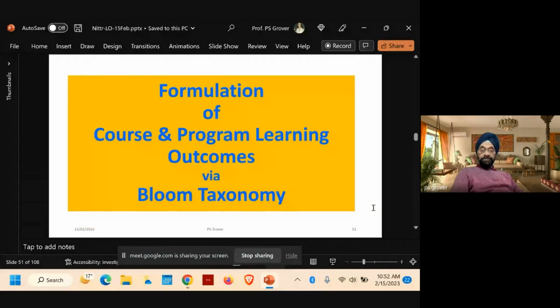Now, the formulation of course and program learning outcomes. We have seen how Bloom's taxonomy provides us the guidelines and the norms to design and formulate what the student will be learning. That's outcomes, which I mentioned early in the beginning. What should be the outcome for the students? Learning outcomes for the students. Now, Bloom's taxonomy has given us the formulation.